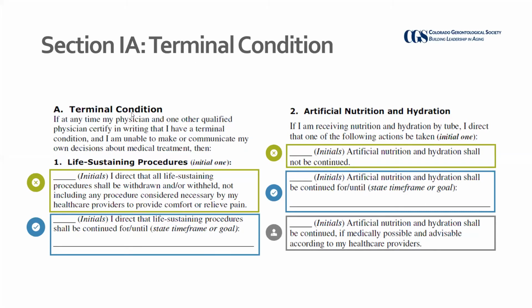So we're still under terminal condition. The second question is artificial nutrition and hydration. So here you have 3 different options. The first option, and once again, you only initial one. The first option says, no, I don't want artificial nutrition and hydration. The second option says, yes, I want artificial nutrition and hydration, and you could give a time frame. So you could say, 2 days, 7 days, until my family from out of state arrives. Whatever that goal looks like for you, you could go ahead and write it here.